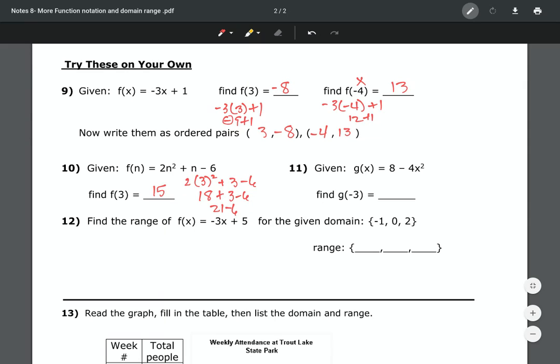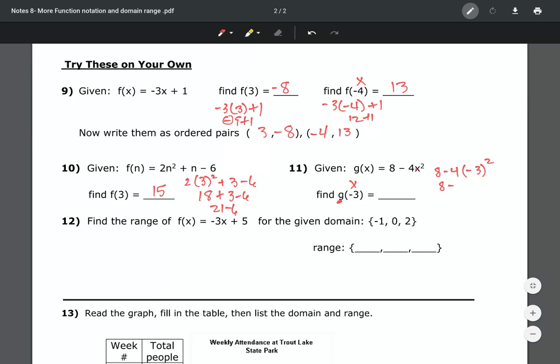Okay, all right, so 11. Find g of -3. So remember, it really doesn't matter what letter is in front at all. g of x, h of x, f of x, it doesn't matter. But this is our x value. So we're going to put it right there. So we're going to go 8 minus 4, and then I always put what I'm substituting in parentheses, -3, and I square it.